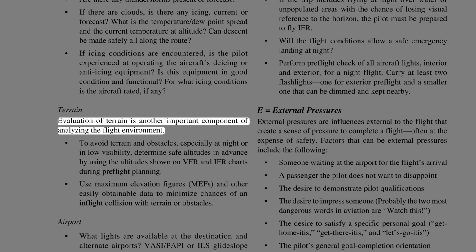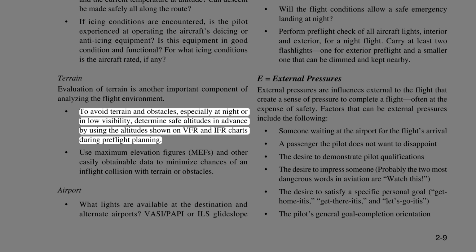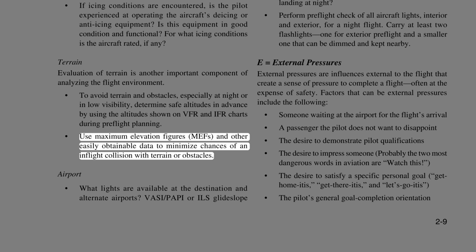Terrain. Evaluation of terrain is another important component of analyzing the flight environment. To avoid terrain and obstacles, especially at night or in low visibility, determine safe altitudes in advance by using the altitudes shown on VFR and IFR charts during pre-flight planning. Use maximum elevation figures (MEFs) and other easily obtainable data to minimize chances of an in-flight collision with terrain or obstacles.